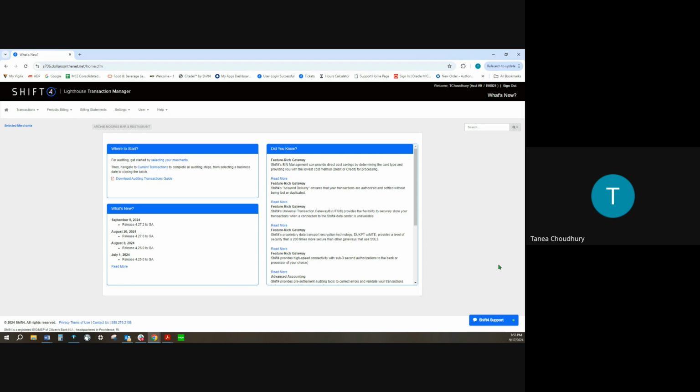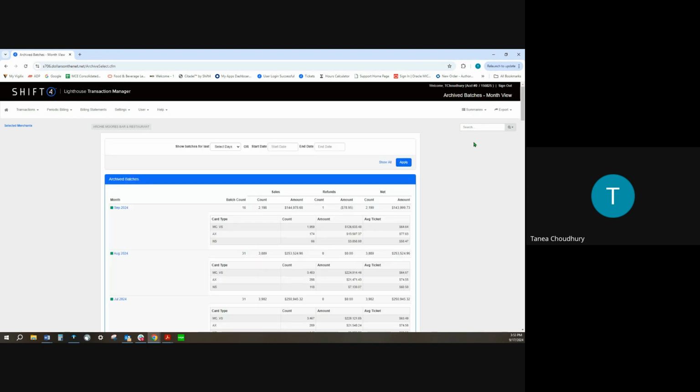Does anyone else have any other questions? I'm going to assume everyone knows how to pretty much do searches in LTM, right? Yes, in regards to archive batches, for example, if they're missing a specific amount, you just put in that amount.